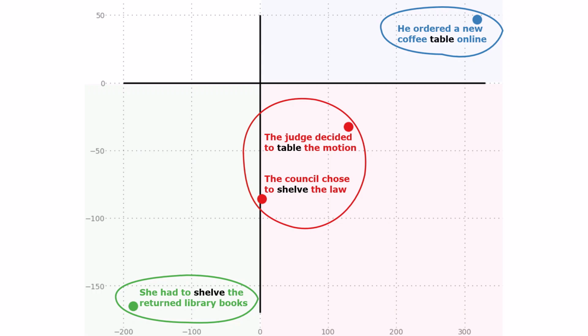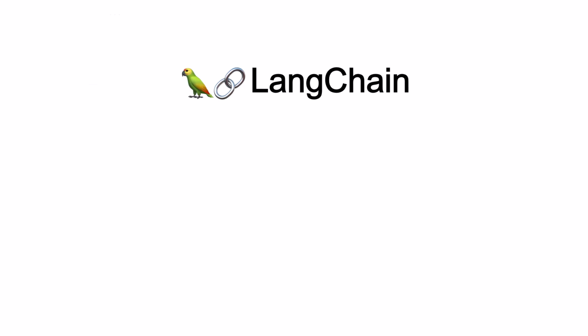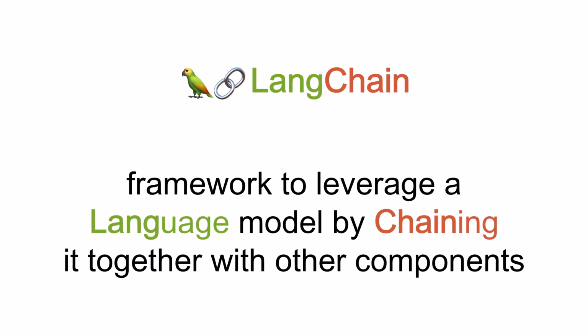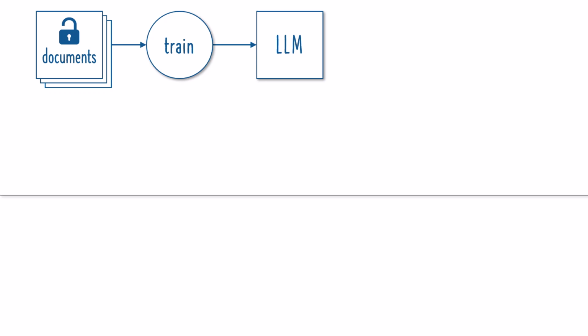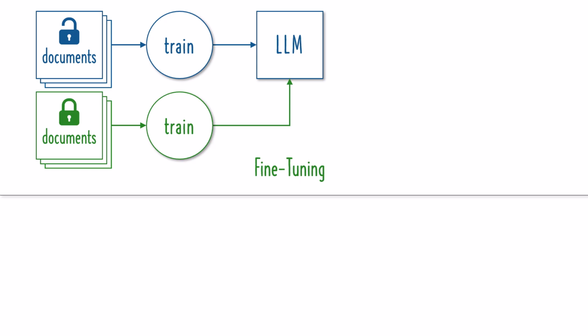I'm going to finish summarizing vector databases by using LangChain, which is an open source app building framework used to leverage a language model by chaining it together with other components, like an embedding model and a vector database. After a language model is trained using text from publicly available documents, it can be fine-tuned with text from our company's private documents. The problem with this approach is that anyone who queries the model will have access to our private data. Here's another approach.